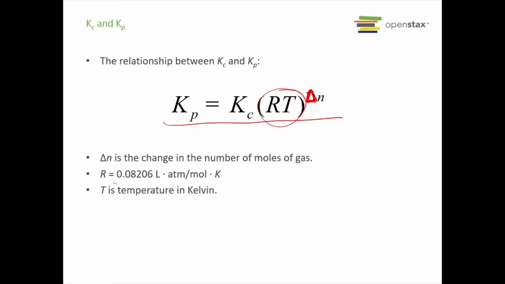The R you want to use is 0.08206 liter atm per mole Kelvin, and you need to have your temperature in Kelvin. Good old gas laws, don't forget them. They never truly leave. And we are going to look at a couple examples.